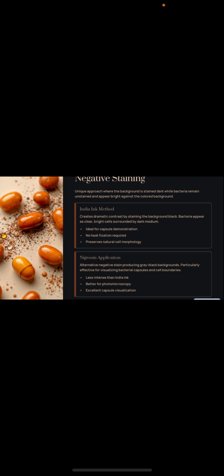Then comes nigrosin application, which is an alternative negative stain producing a gray black background, particularly effective for visualization of bacterial capsule and cell boundaries. Less intense than India ink. Better for photomicroscopy and excellent capsule visualization. Moving on to the next slide.